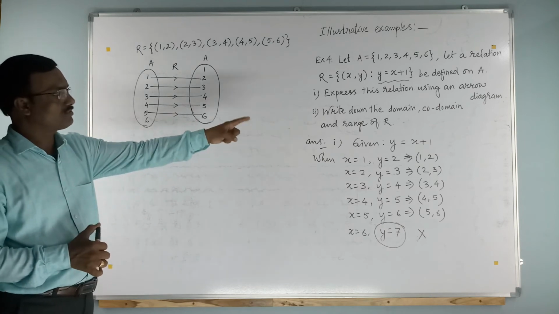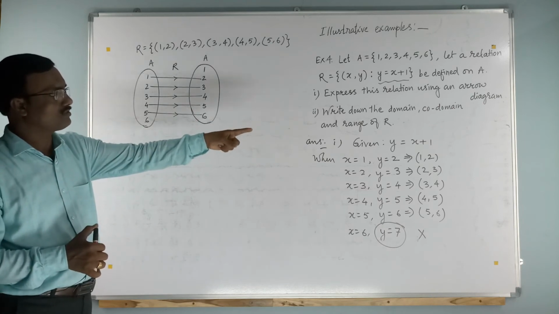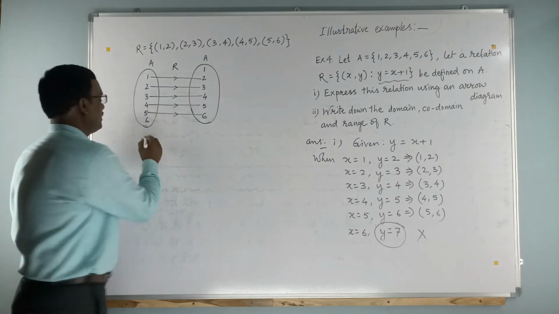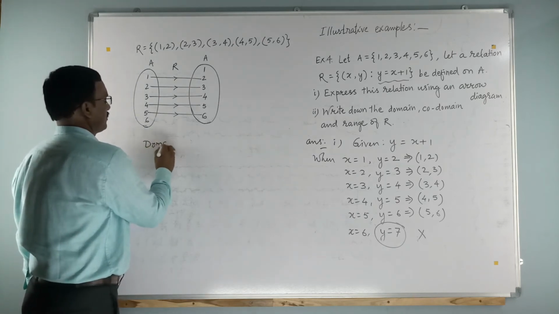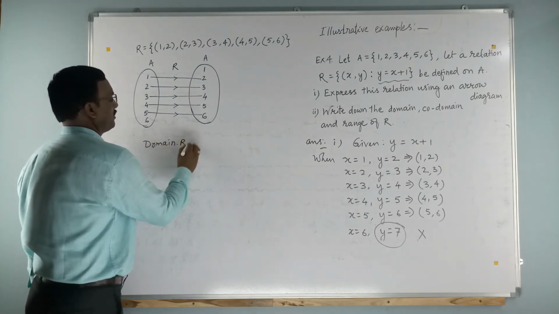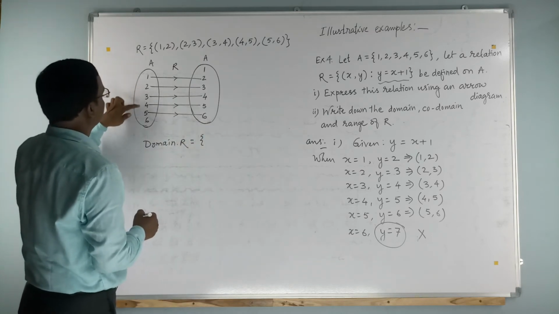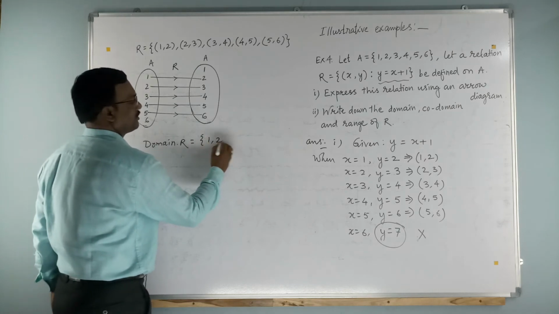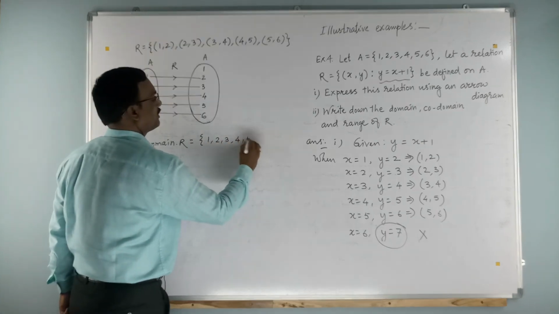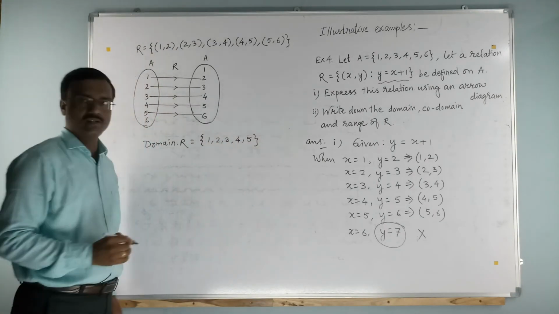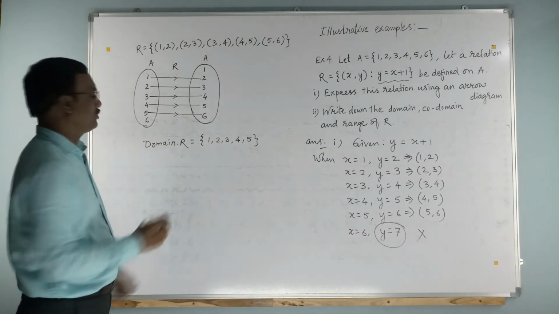Now second question, write down the domain, codomain and range of R. So domain means what? Domain of R is the set of all first components. So 1, 2, 3, 4 and 5. This is the domain of the relation. And then codomain.